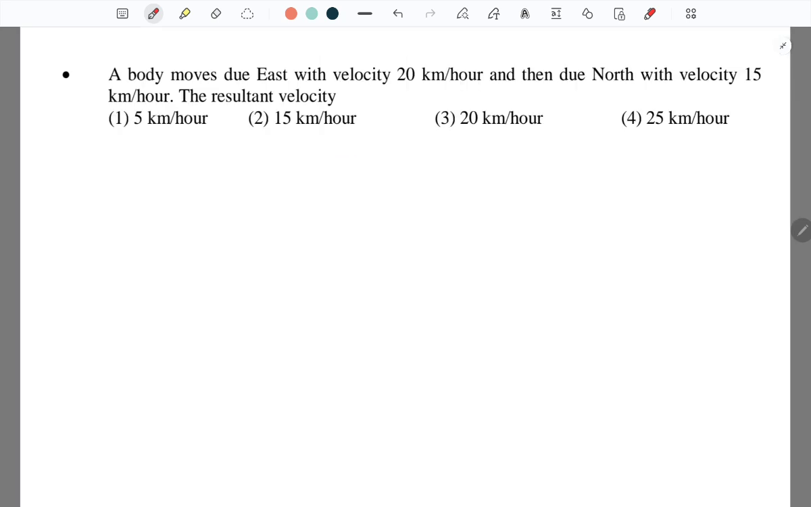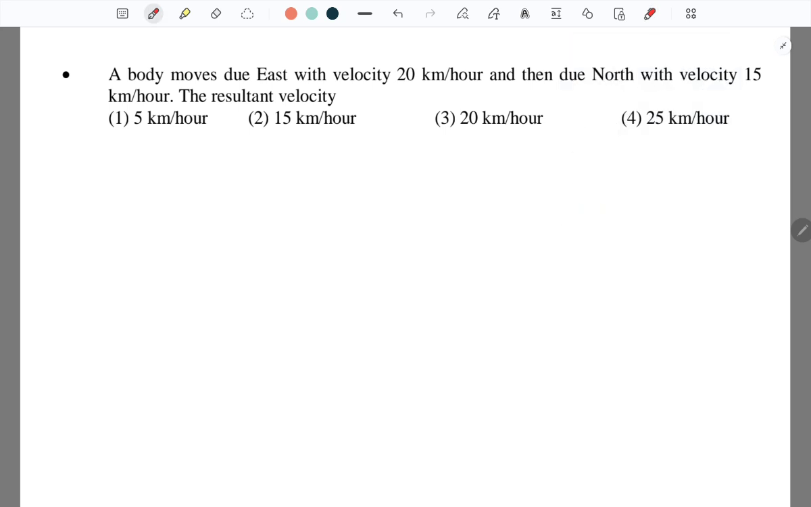So let's move on to the next question. A body moves due east with velocity 20 kilometers per hour and then due north with velocity 15 kilometers per hour. So first it moves east with 20 kilometers per hour, then due north with velocity 15 kilometers per hour. We need to find the resultant velocity here.